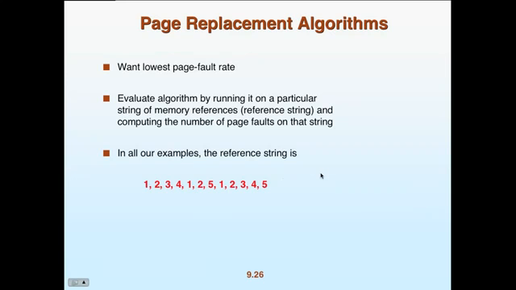Page replacement algorithms: you want the lowest number of page faults. I know I'm going to ask you questions about page faults and about page replacement algorithms. That's fun. And CPU scheduling, that stuff's fun too. So you evaluate the algorithm by running it on a particular string of memory references. You have a reference string, and then you compute the number of page faults on that string. So we're going to run through an example with this particular string and compare the number of page faults. The one with the lowest number of page faults is going to give us the best, most efficient runtime.